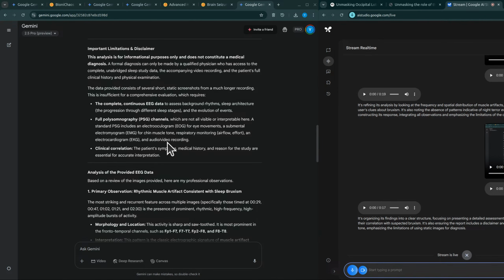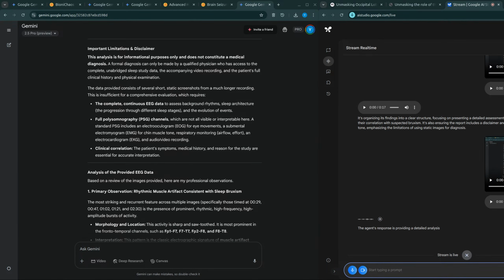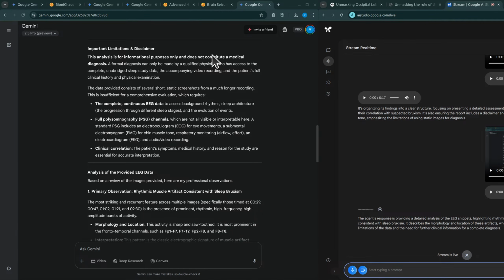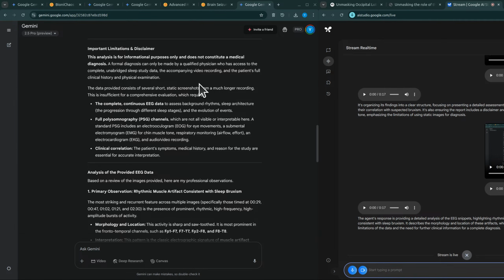Okay, what's their response? The agent's response is providing a detailed analysis of the EEG snippets, highlighting rhythmic muscle artifacts consistent with sleep bruxism. It describes the morphology and location of these artifacts, while also explaining the limitations of the data and the need for further clinical information for a complete diagnosis.